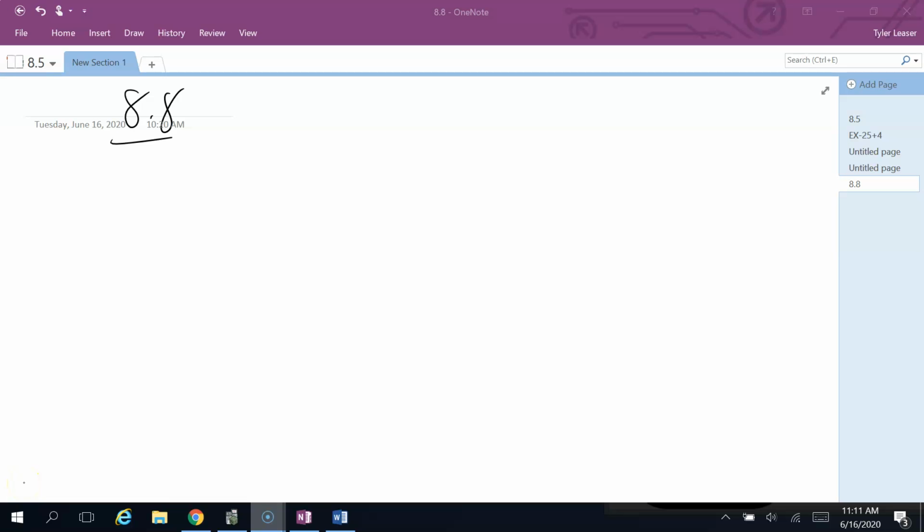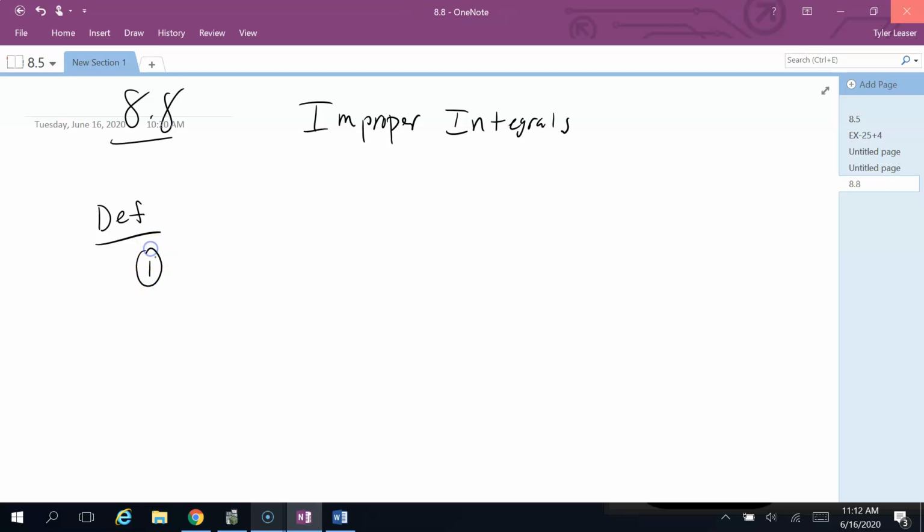All right, last section here, chapter 8, improper integrals. So an improper integral, there's two different ways that this can come about. The first way is whenever you're doing an integral where one of your limits goes to infinity. So let's look at some of those first. So just some quick definitions here.